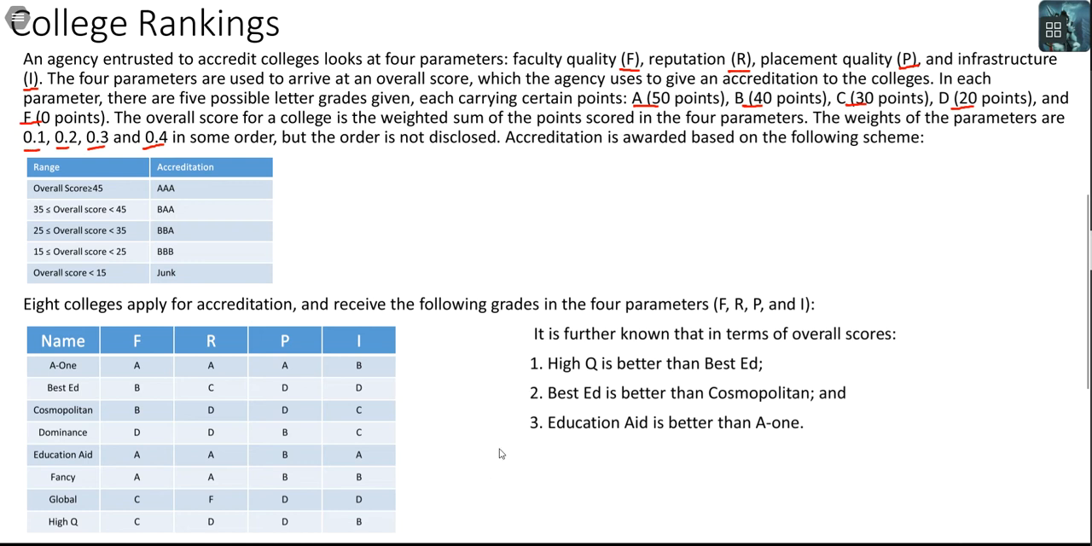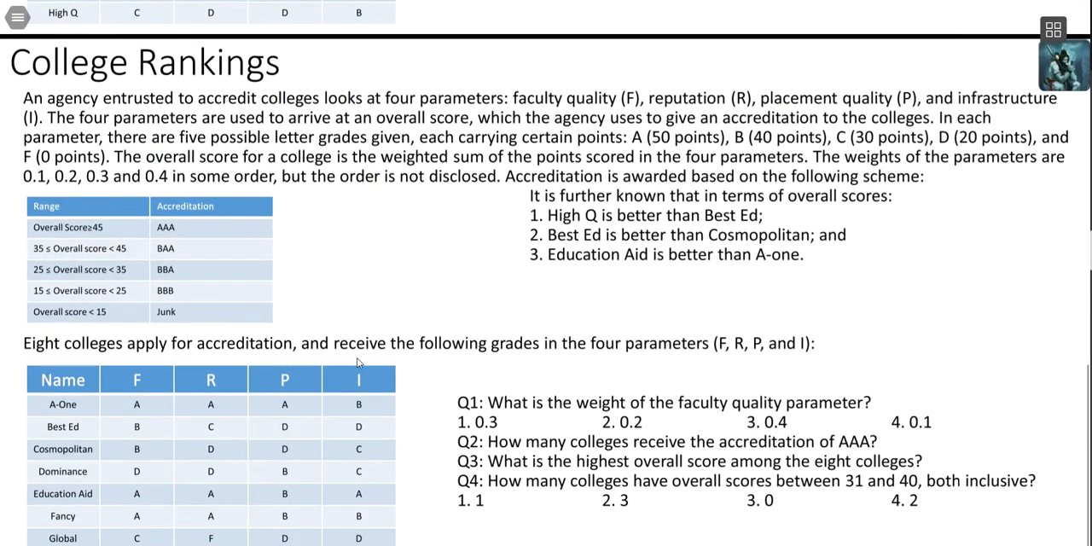Right now, the only thing I can see that is not clear in this question is what is the weightage of the different parameters. So my entire focus will be assigning weightages or comparing weightages so that I can get to precise values. Okay, let's work it out.